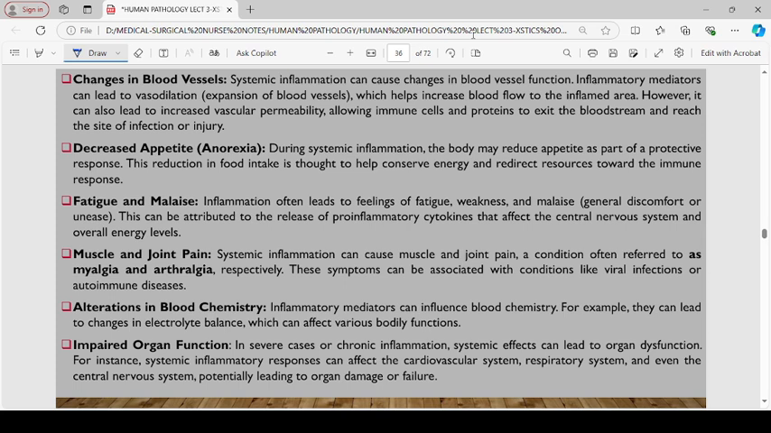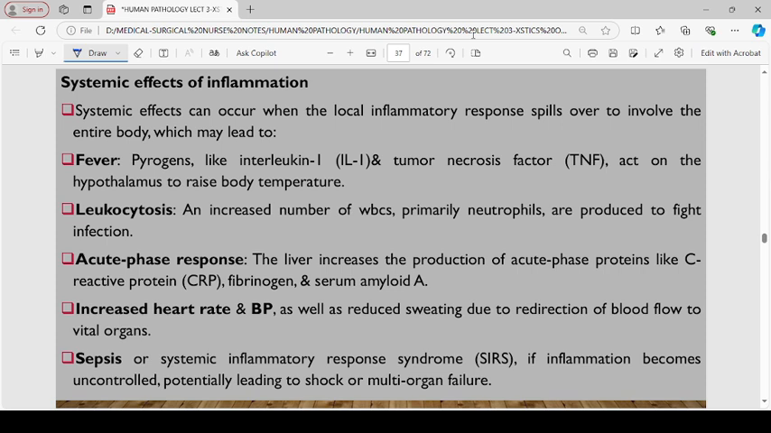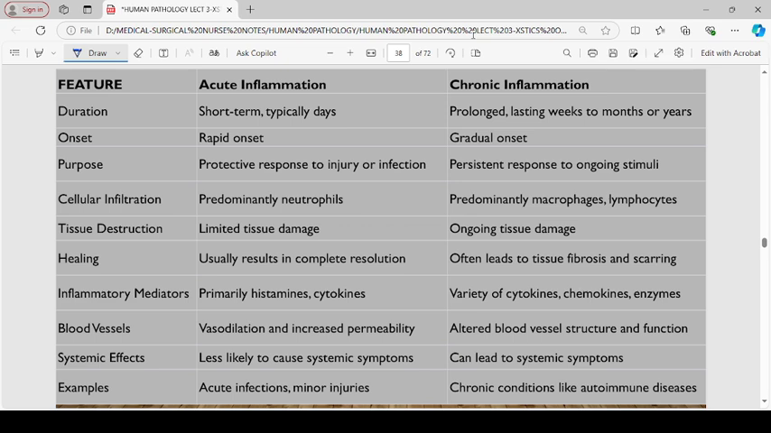The other systemic effects include decreased appetite or anorexia. We have fatigue and malaise, and muscle and joint pain that is going to result in myalgia and arthralgia. We have alteration in blood chemistry and impaired organ function. Right? Okay. So let's now try and compare the two forms of inflammation: acute inflammation and chronic inflammation.